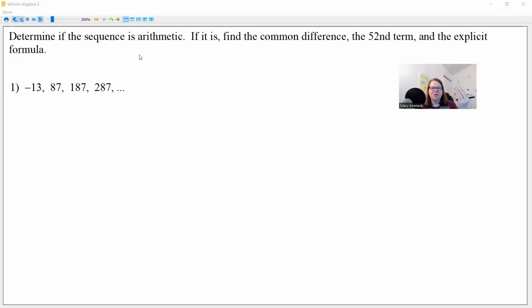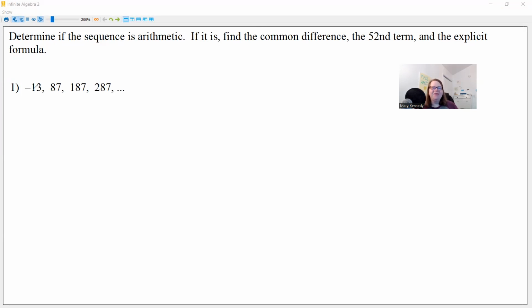What's the 52nd term? We have 1, 2, 3, 4 terms here, and we have to go all the way to the 52nd. There's got to be a shorter way to get there. And the explicit formula. So there's like an explicit formula and a recursive formula. And so we're going to look at what all of that means.